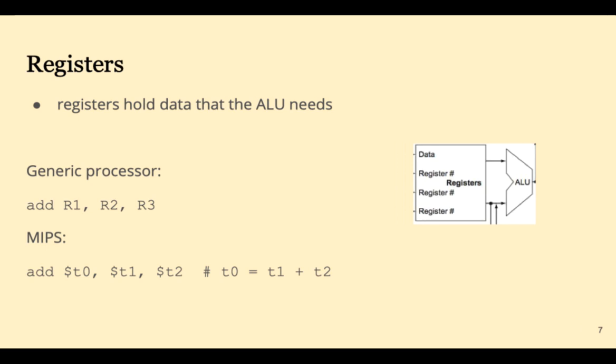The book sometimes uses generic register names like R1, R2, and so on. Here's an actual MIPS instruction using real registers $t0, $t1, and $t2. The t is for temporary register, one that we just temporarily use to hold data. The $ sign is used to indicate that this is a register. This is a MIPS integer add instruction. The comment tells what it does. It adds the contents of register $t1 and $t2 and stores the sum in register $t0.